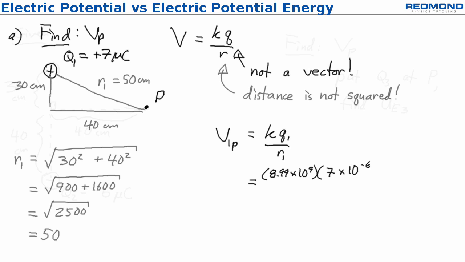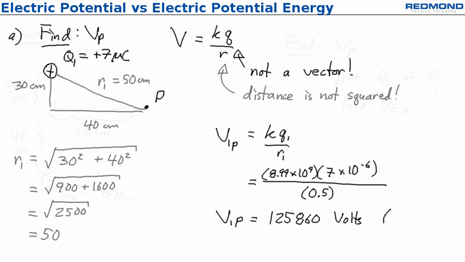Anyway, then we put in Q1 as 7 microcoulombs, or 7 times 10 to the negative 6, and the distance on the bottom, remember, needs to be in meters, so it's 0.5. Then we find that V1, the electric potential from the first charge at point P, is 125,860 volts. And 1 volt is 1 joule per coulomb, so I can also write that as joules per coulomb. Then the next step is to look at V2.